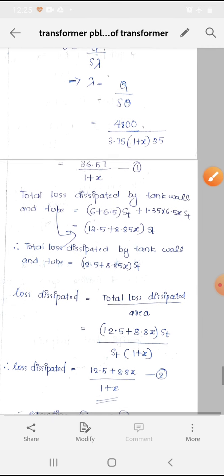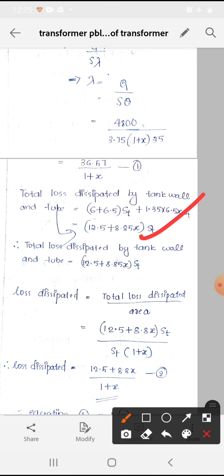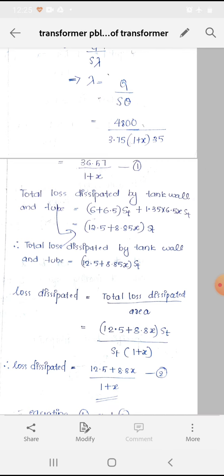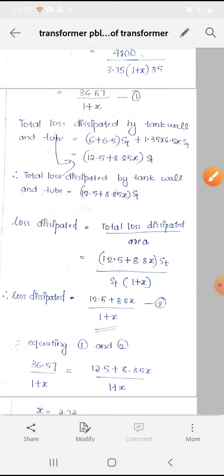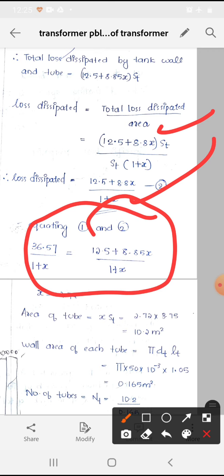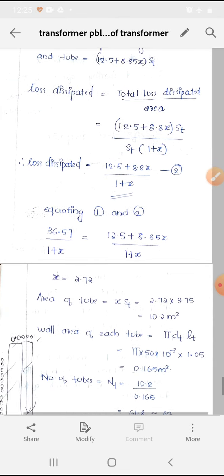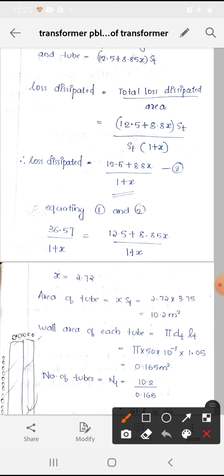Now we know the total loss dissipated by tank wall and tube is 12.85 plus 8.85 x into St. Therefore the total dissipated is this value. Now the loss dissipated is equal to total loss dissipated by area. So we will get equation number 2. So equating equation 1 and equation 2, we will get the value of x. Now the area of the tube is x into St. We will get the value of area of the tube.